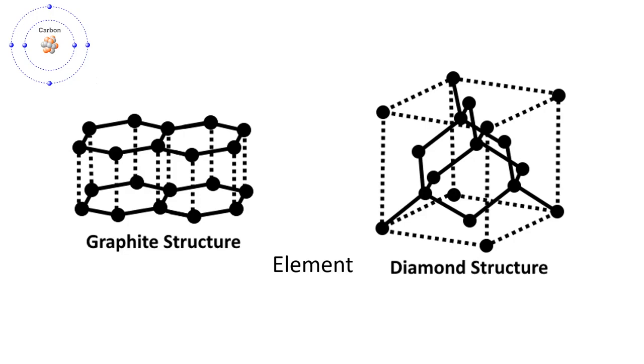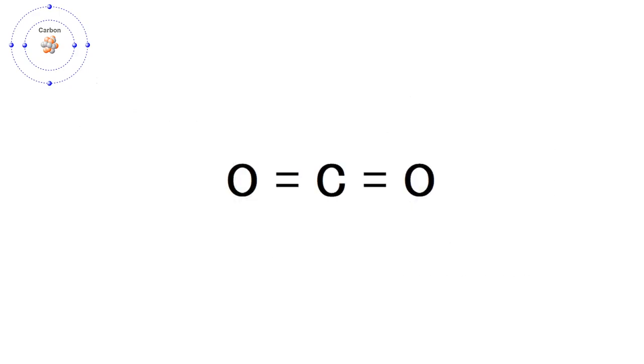On the other hand, if we were to take carbon dioxide, which you've no doubt heard of, we would consider this to be a compound, due to the fact that it is not carbon on its own, it is carbon chemically bonded to two oxygen atoms.